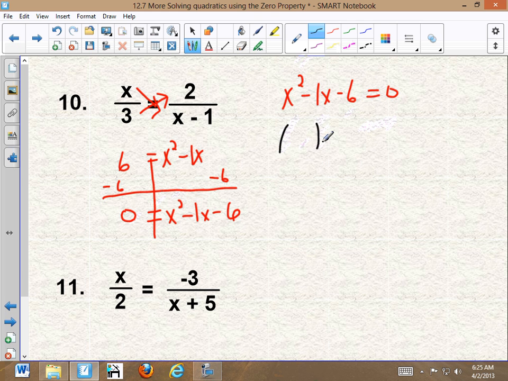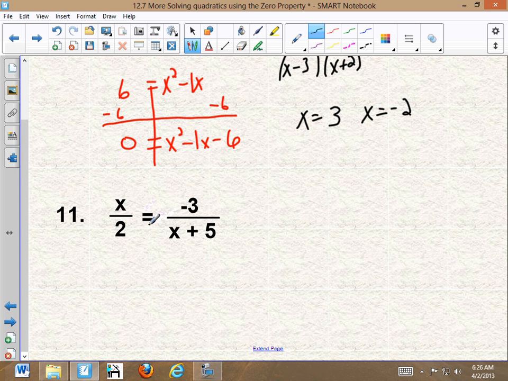So, let me see. Can I factor it? Are there two things that multiply together to give me -6 but add up to -1? Let's say -3 plus 2. -3 times 2 is -6. -3 plus 2 is -1. So that means x equals 3, x equals -2.